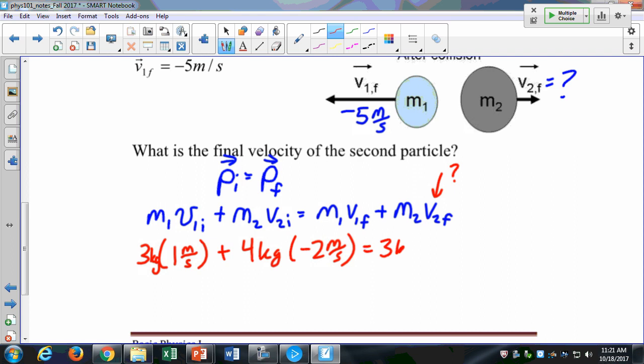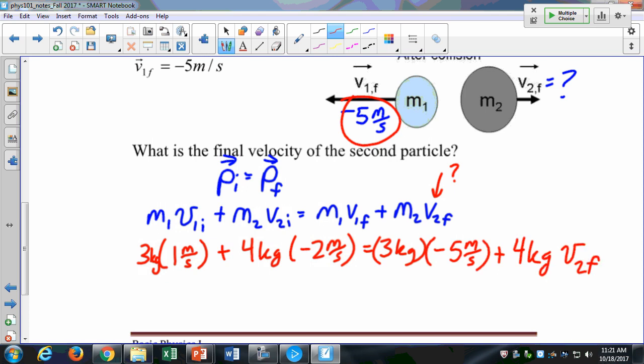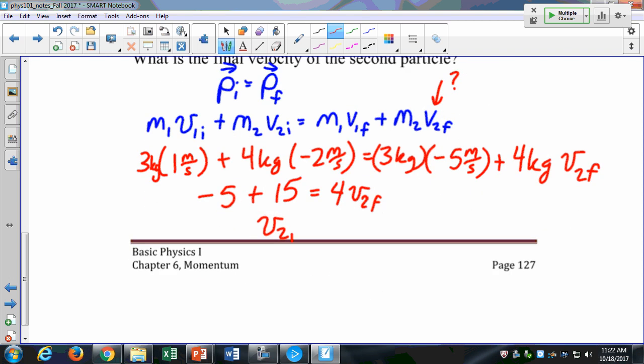M1 again is 3 kilograms. The final speed was minus 5 meters per second. Plus M2, which again is 4 kilograms, and then V2F, which is what I want to know. So this is 3 minus 8, negative 5, plus 15 equals 4 V2F. And so V2F is 10 divided by 4, which is 2.5 meters per second.